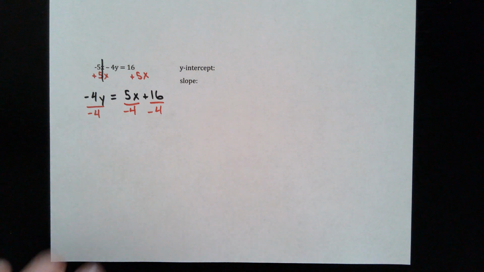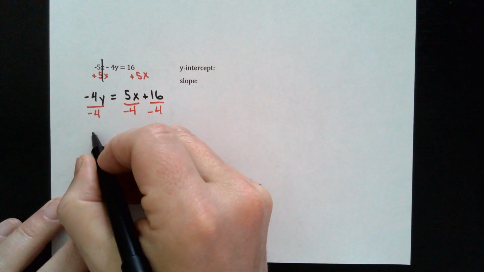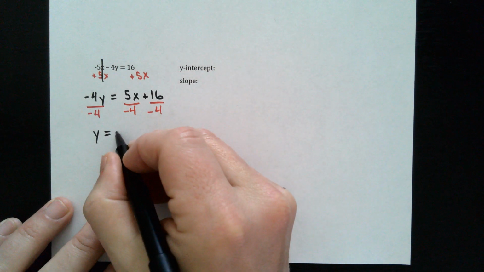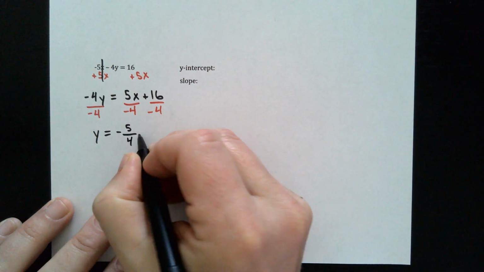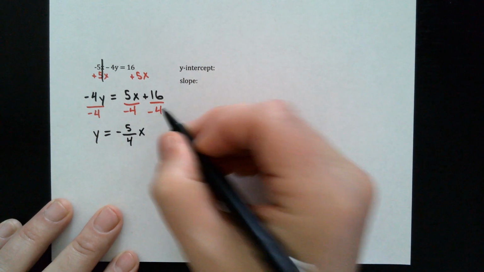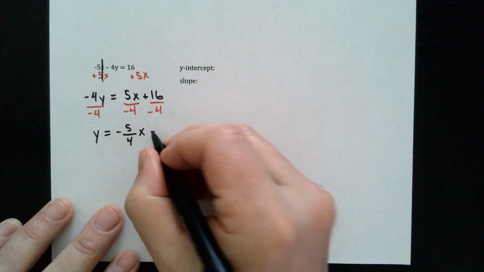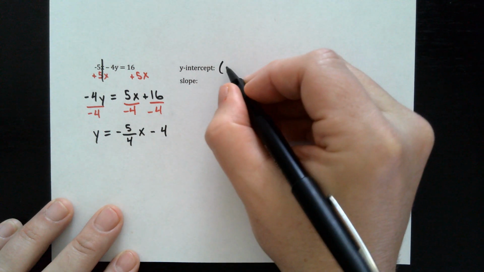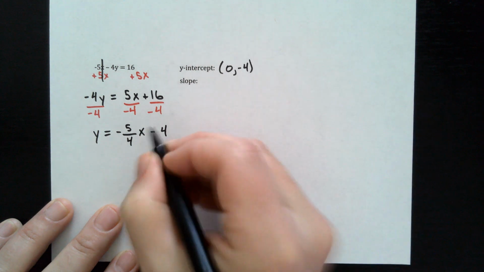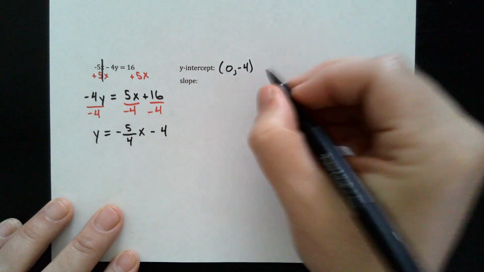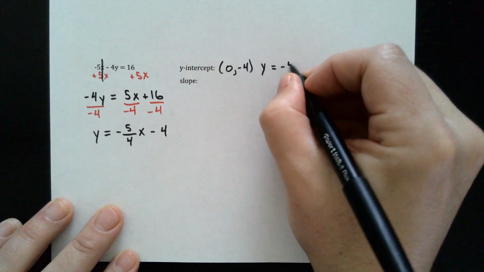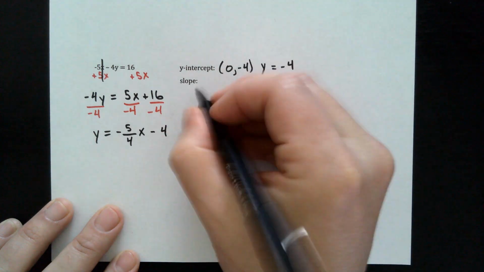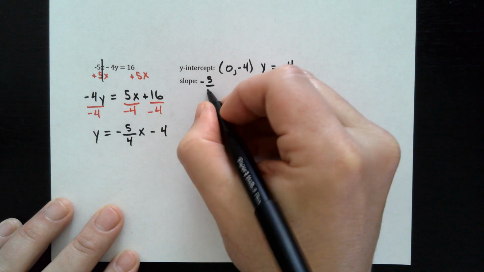So this becomes, 4's cancel there, that's y. This will be negative 5 over 4x. And let's see, 16 divided by negative 4 is negative 4. So our y-intercept, the point, would be (0, negative 4). It's this number right here. Or you could just write it as y is equal to negative 4. And our slope is this number right here, which is negative 5 over 4.